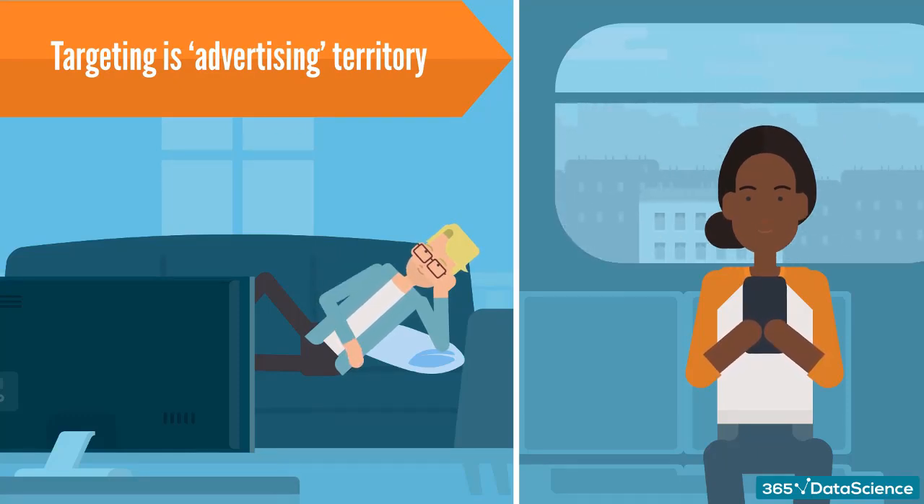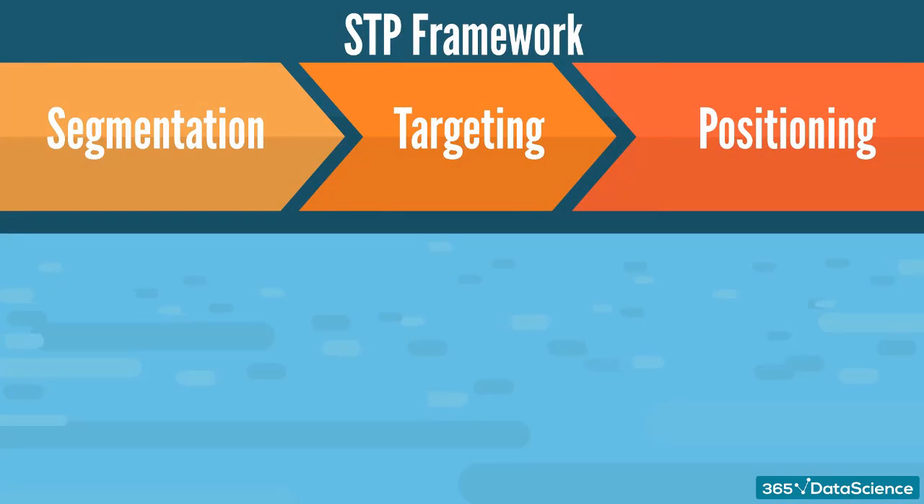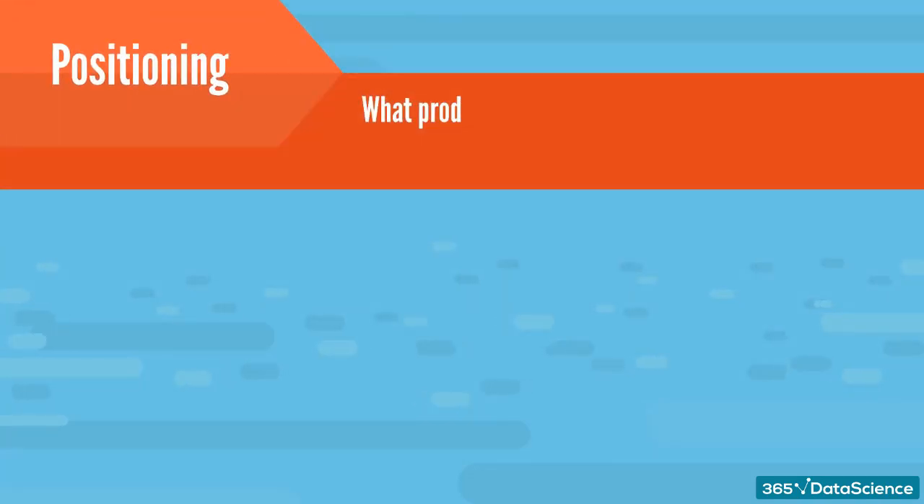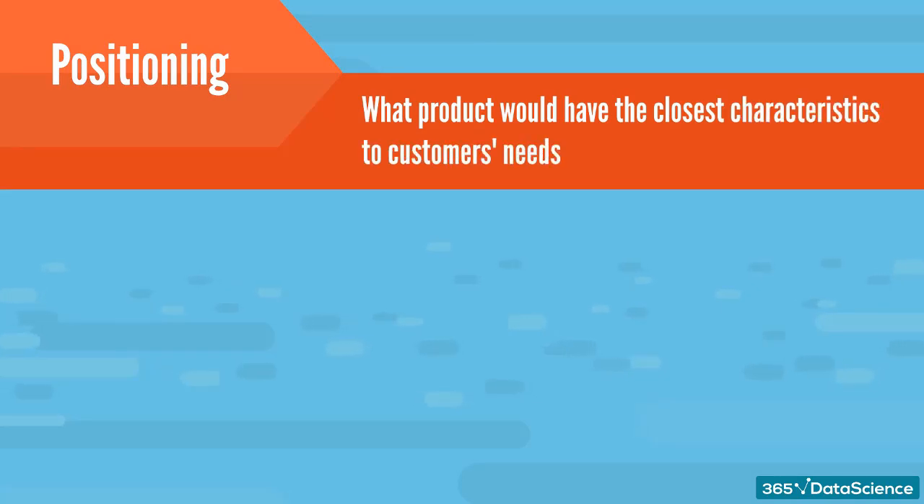All right. Finally, once marketers have decided which segments to target, we come to positioning. In positioning, the important question to answer is what product characteristics do the customers from a certain segment need? Or more like, what products can be offered to them that would have the characteristics closest to the ones they need?